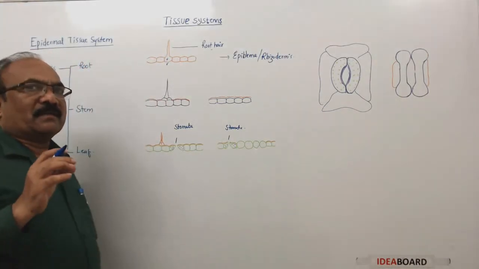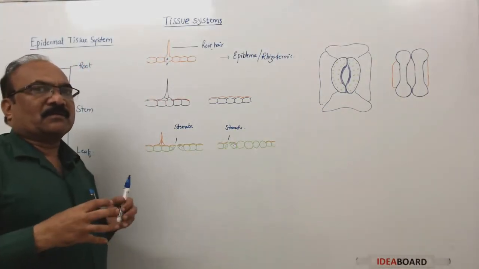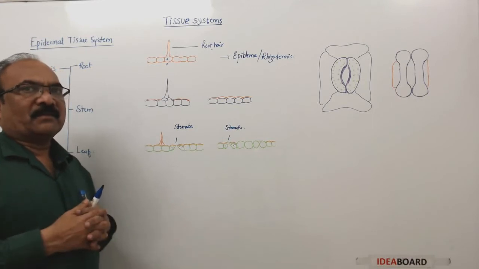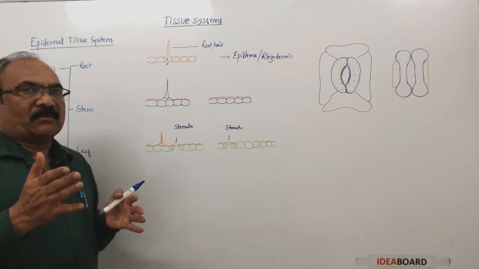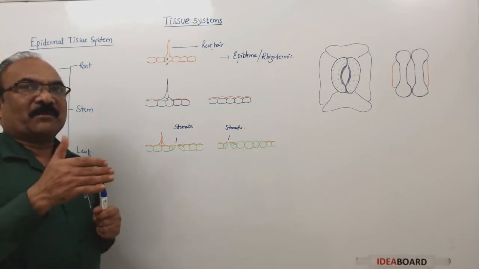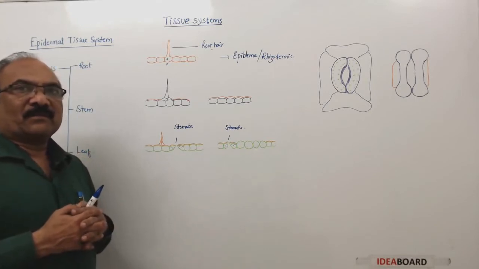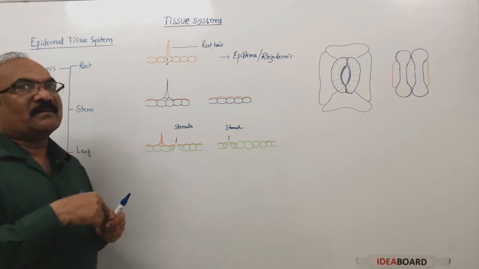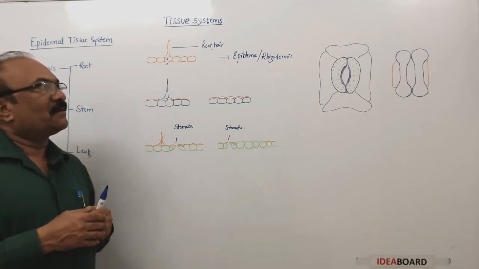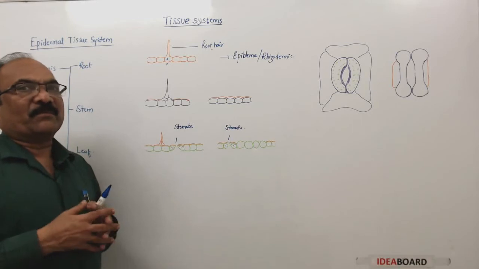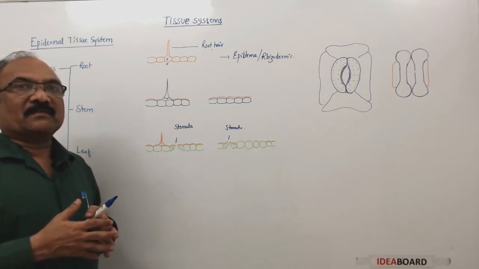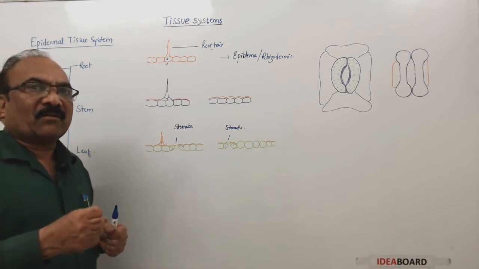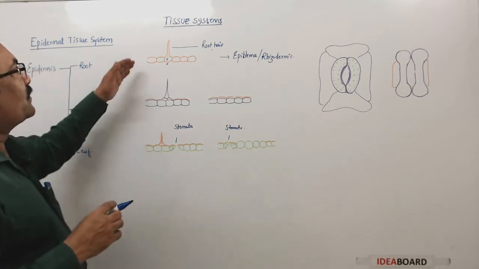Now, I hope you are understanding this point. Suppose anyone asks you that epiblema is associated with what, then what you have to say? Root. What is epiblema? The epidermis with root hairs is called epiblema. And what is the function of epiblema? Due to the presence of root hairs, it will increase the area of absorption.